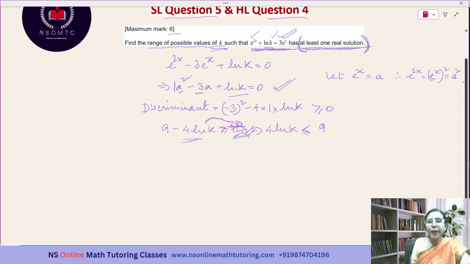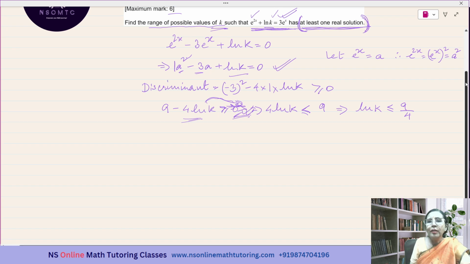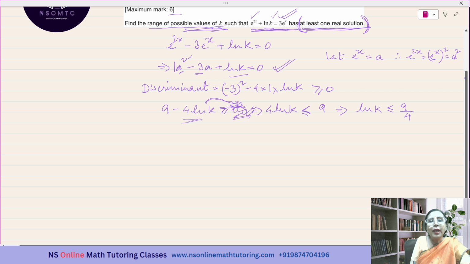Next, I am dividing this entire inequality by 4. So it will be ln of k is less than or equal to 9 over 4. Because I'm dividing the inequality by a positive number, the inequality sign remains unchanged. And I have to get the value or values of k.